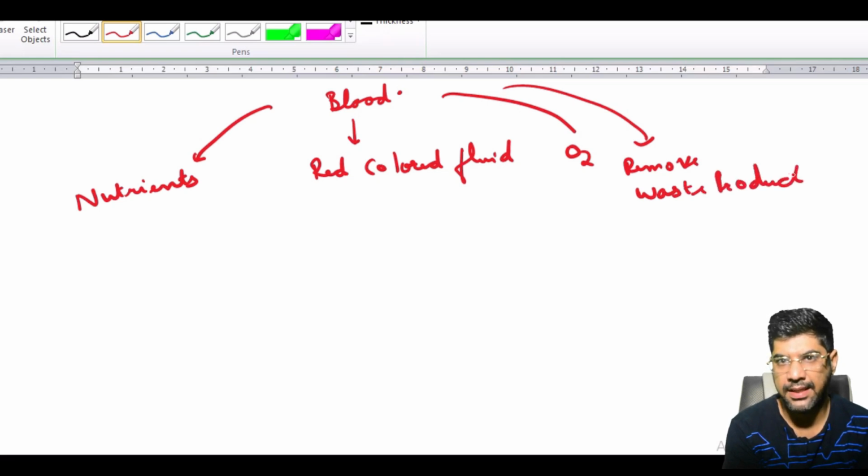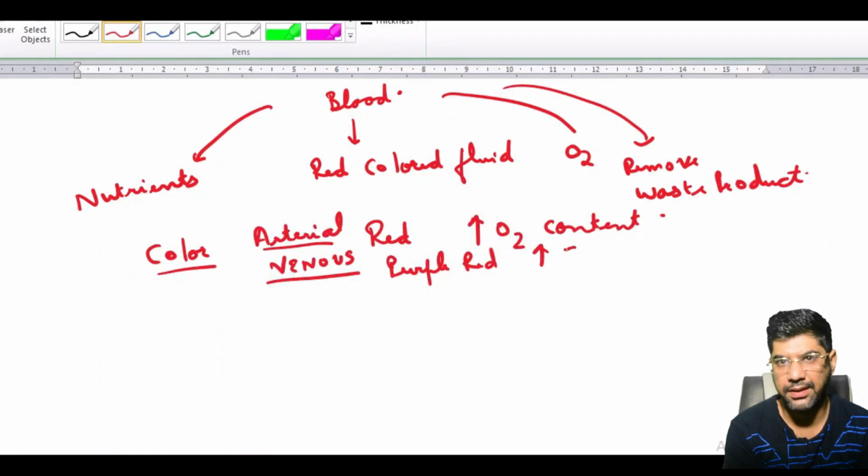Blood is red in color. The arterial blood is scarlet red due to high oxygen content, while the venous blood is purple red because it contains more carbon dioxide.